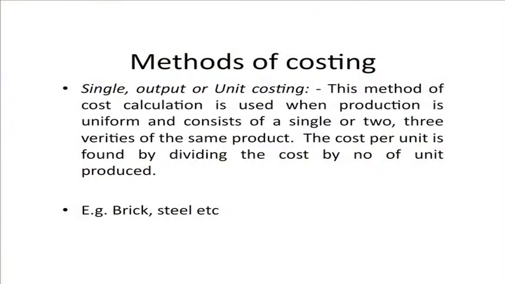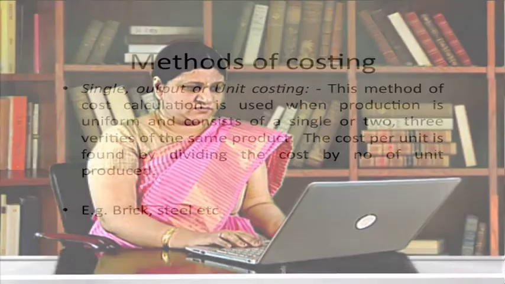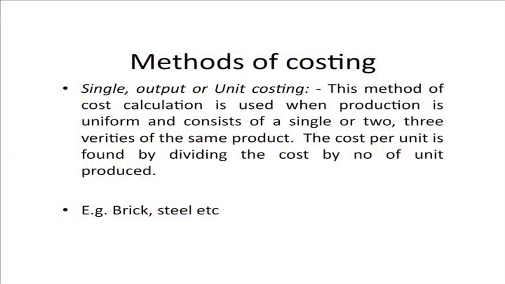Second is single or output or unit costing. Unit costing is the prime important method of costing which we learn when we start ascertaining the cost. So, the base of understanding costing is to understand unit costing first. Let us analyze what is given under unit costing. This method of cost calculation is used when production is uniform, consisting of single or 2 or 3 varieties of the same product. The cost per unit is found by dividing the cost by the number of units produced.